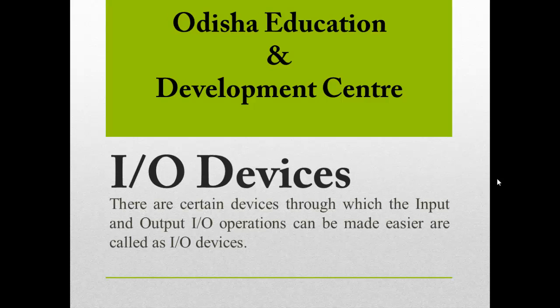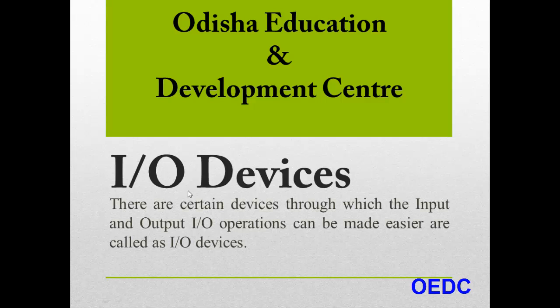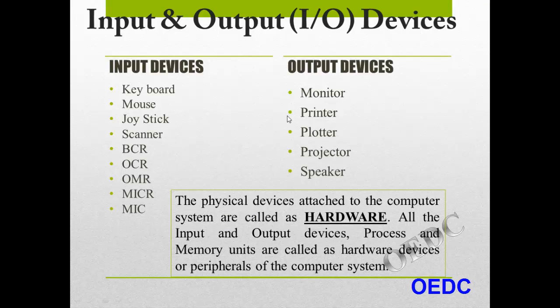Today we will learn IO devices, that is input and output devices. There are certain devices through which the input and output operations can be made easier, called IO devices or input output devices. There are certain input devices and certain output devices we can use with the computer. Such input devices are keyboard, mouse, joystick, scanner, BCR, OMR, OCR, MICR and mic. There are certain output devices such as monitor, printer, plotter, projector and speaker.